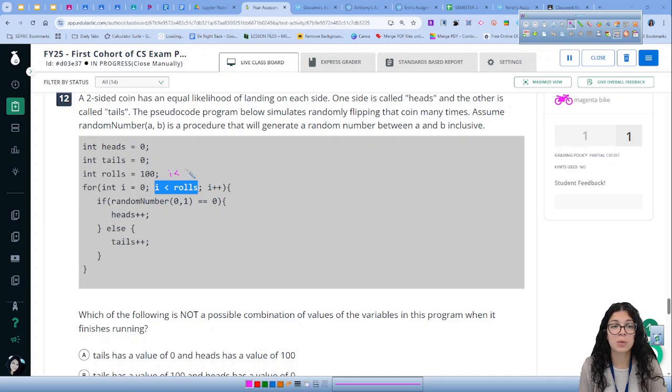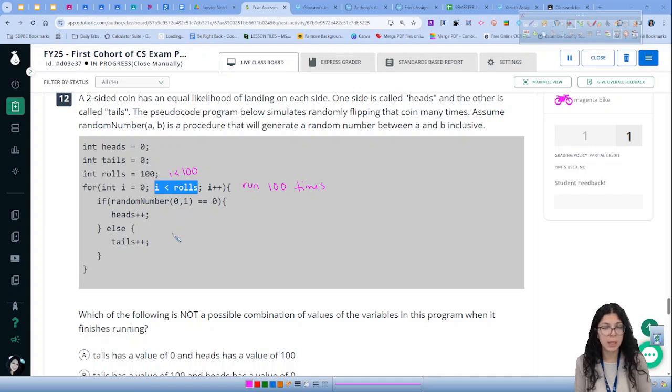So since rolls is 100, the condition is as long as i is less than 100, which means that this loop will run 100 times for the values 0 to 99. Each of these 100 times, the computer is going to check the random number that we got, and notice that random number is going to be 0 or 1. So you're going to get some random number, either 0 or 1, and it's going to check if that random number is 0. If the random number is 0, then heads goes up by 1.